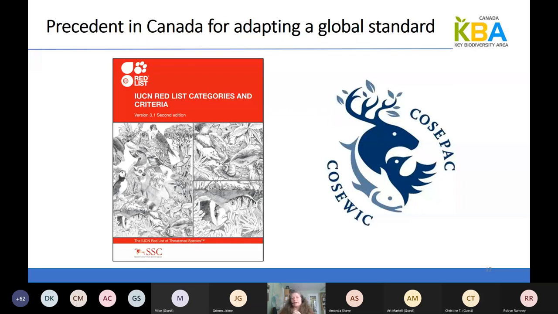There is a great precedent in Canada for adapting a global standard. Most of us know what COSEWIC is, the Committee on the Status of Endangered Wildlife in Canada, that's mandated in the Species at Risk Act to scientifically assess species at risk. And the criteria that are used are a national adaptation of the IUCN Red List, which is global. So the IUCN Red List standard is global, but that standard has been adapted and Canadianized, and that's what COSEWIC uses today, and it refers very consistently to the global guidelines for particular definitions and so on. So there's consistency across the board, but it is snapped to Canada in particular.